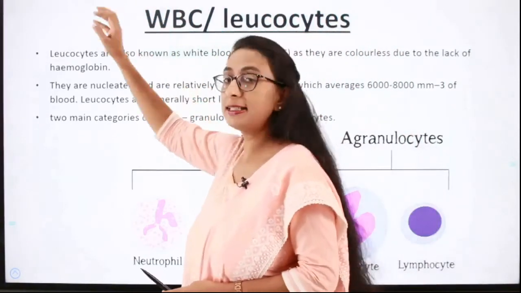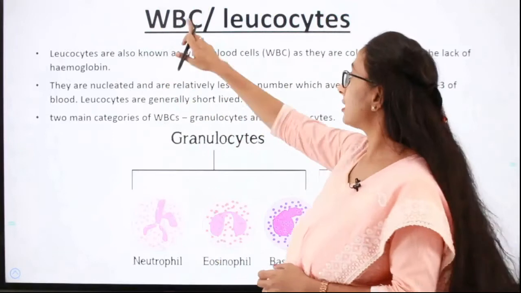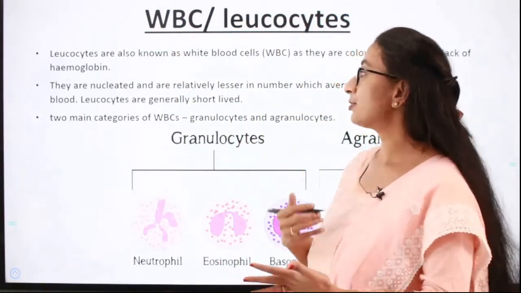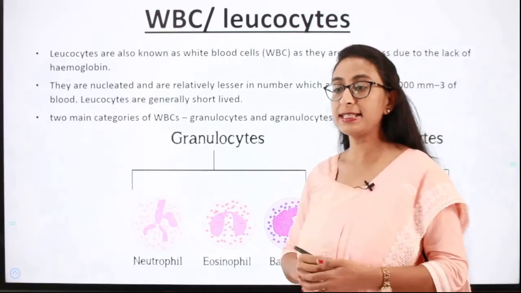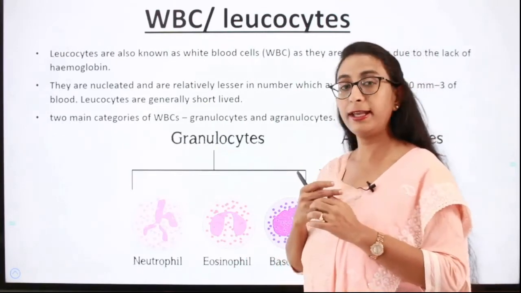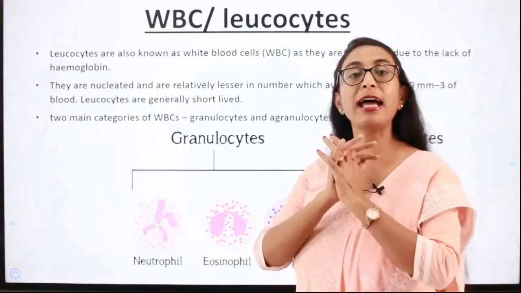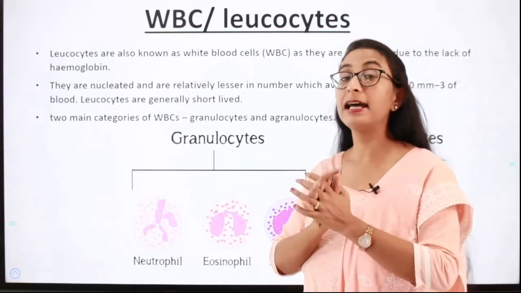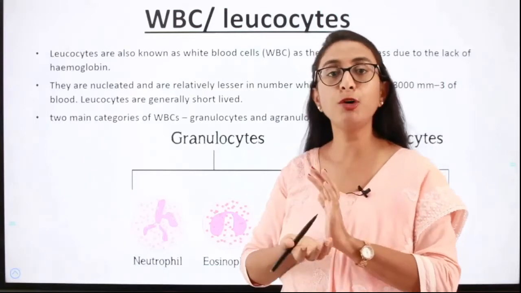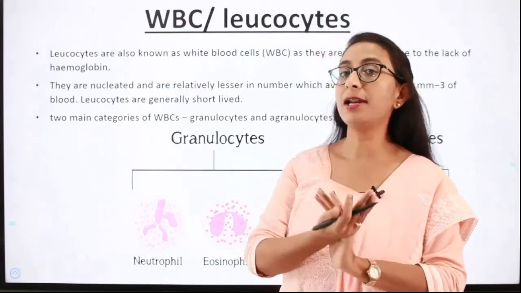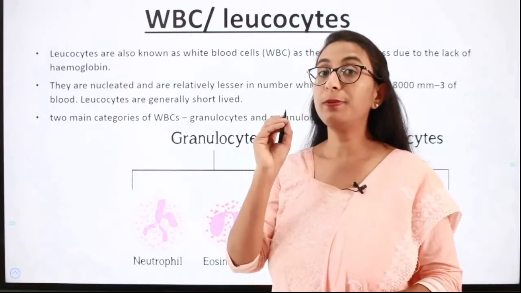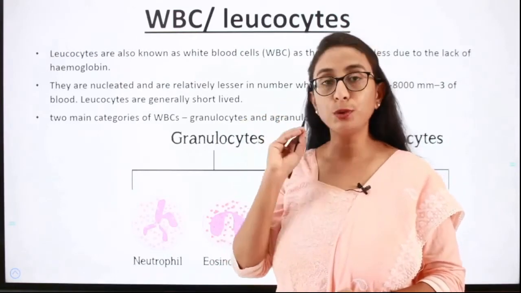What is RBC? RBC is erythrocyte. What is WBC? WBC is leukocyte. Okay. So leukocytes are also known as WBCs, and they are colorless. Okay. So they have nucleus, however they do not have any color. They are colorless. Why are they colorless? Because they do not have hemoglobin. They do not have the heme component, just like how it is in RBC. That is why they do not have any color. However, WBCs have nucleus. They are nucleated.